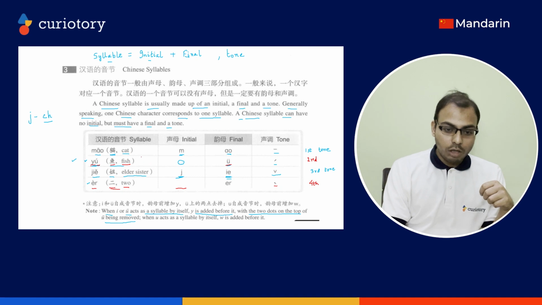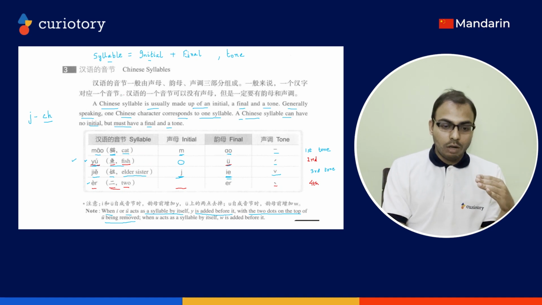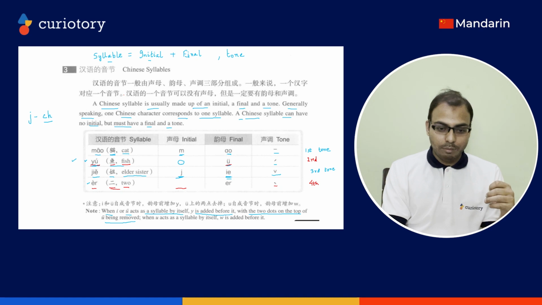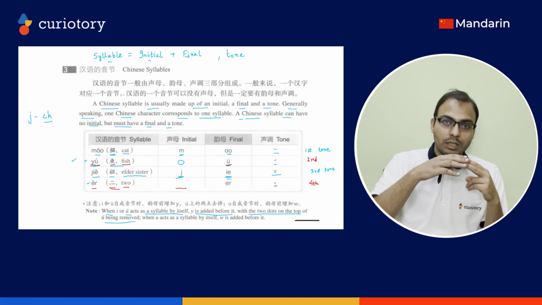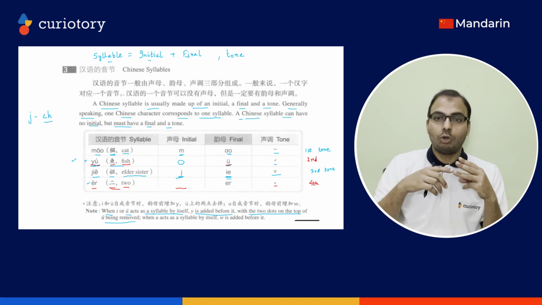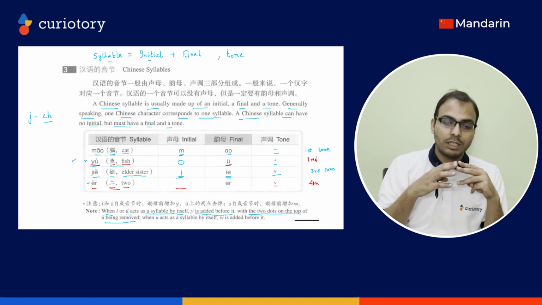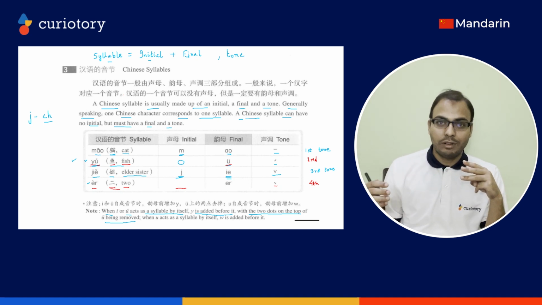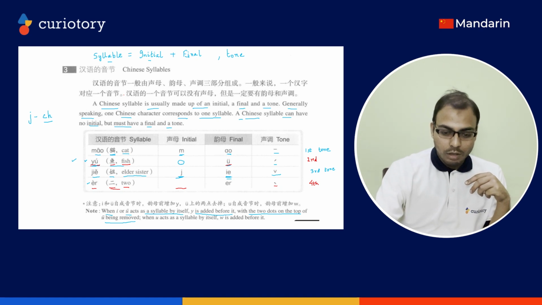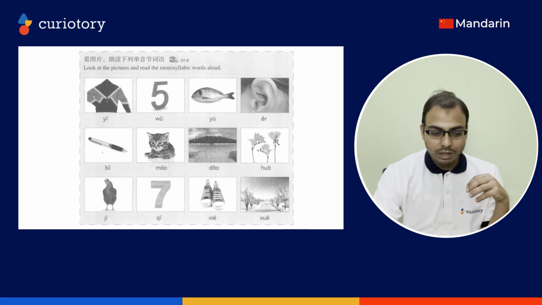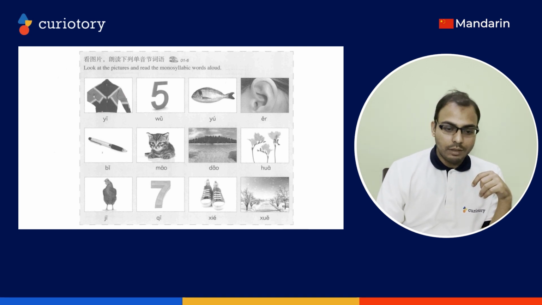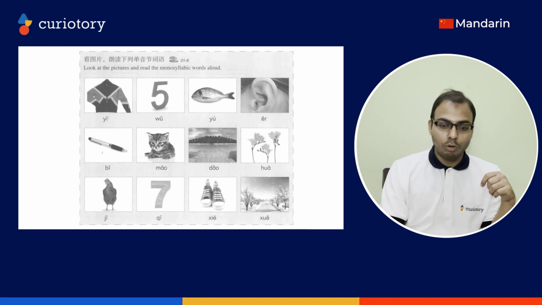So this was all about the phonetics part of this chapter. A syllable is composed of one initial and a final and a tone. We got to know what is initial and final and what are the different rules for the four different tones. Now let's come to some examples before we wrap up today's lesson. There are some pictures and you will have to read the monosyllabic words aloud.